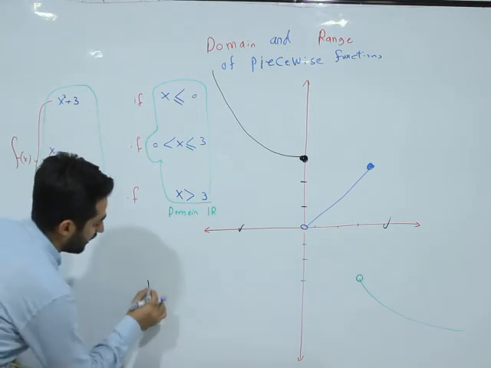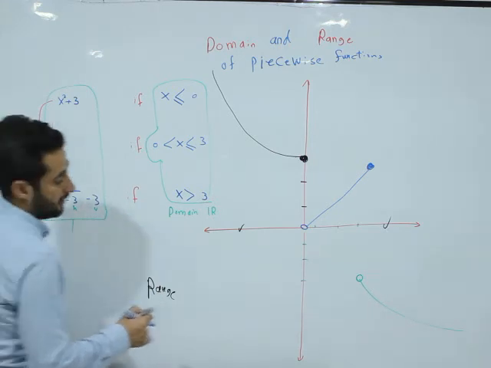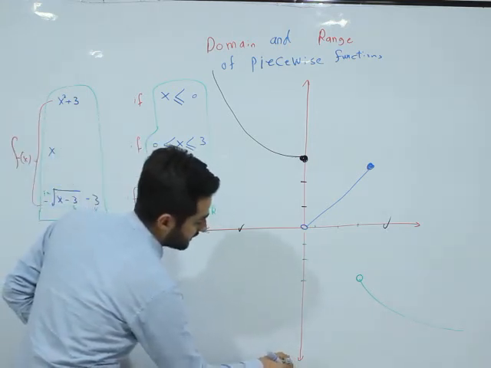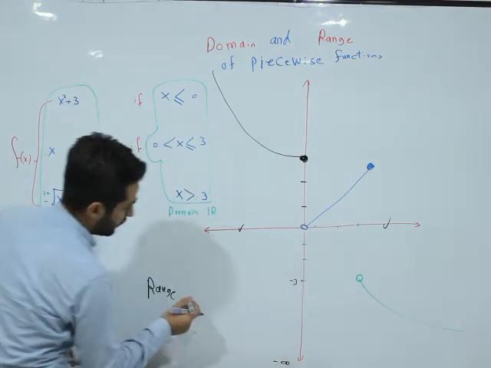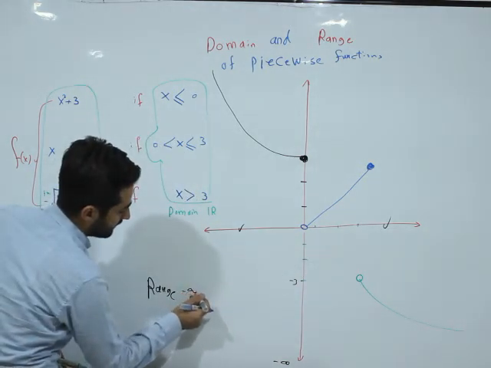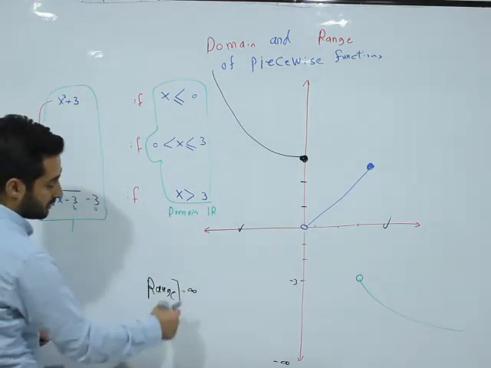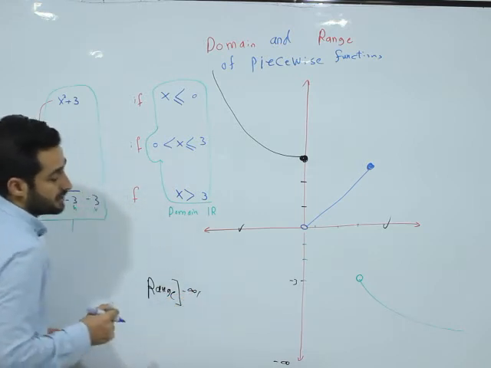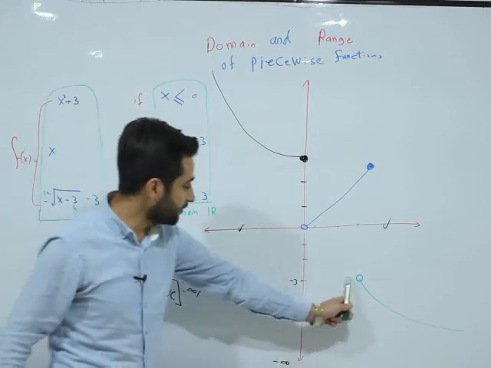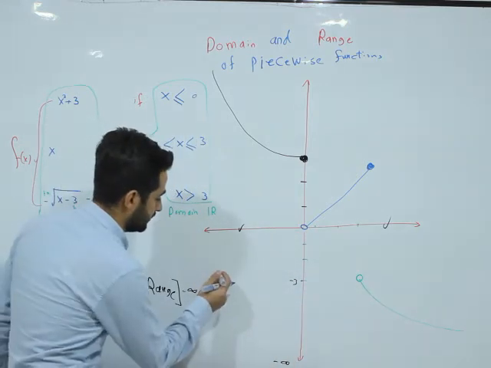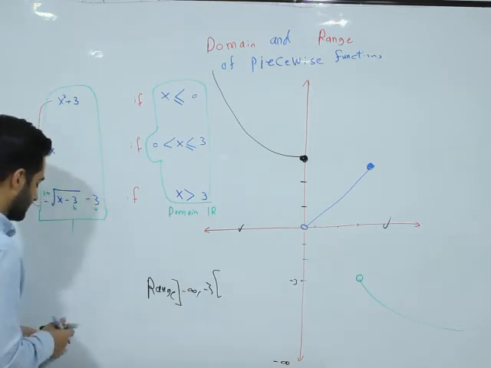The range for this graph is, let's start from negative infinity. Till which point do we have graph? Till negative 3. So we can say from negative infinity, and negative infinity is always excluded, okay? It's not included, till negative 3. And this negative 3 is open, so you have to write open.